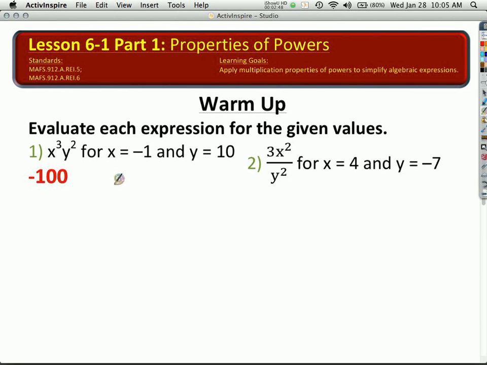Number 2, what did you get? I've got students 24, 21, and 4. Student number 24, what did you get? Okay, student number 21, what did you get? Okay, and student number 4, what did you get? So the correct answer is 48 over 49.